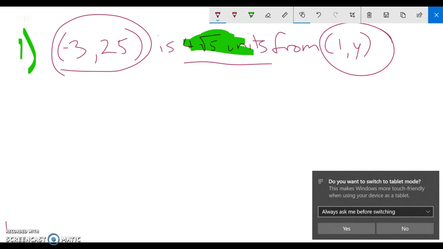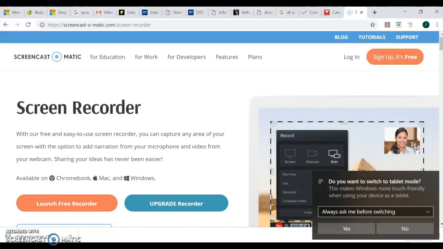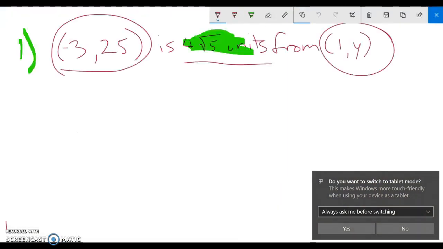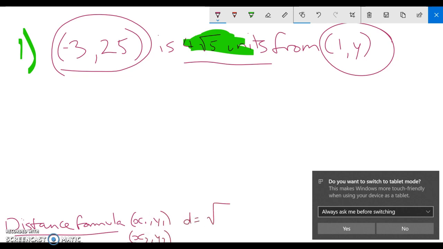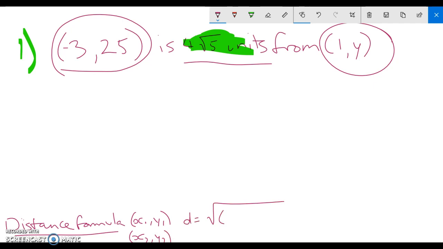You knew the distance formula. I'm just going to write it down here. This is the distance between 2 points, x1, y1 and x2, y2. The distance D is the square root of x1 take x2, all squared, plus y1 take y2, all squared. That's the distance formula.